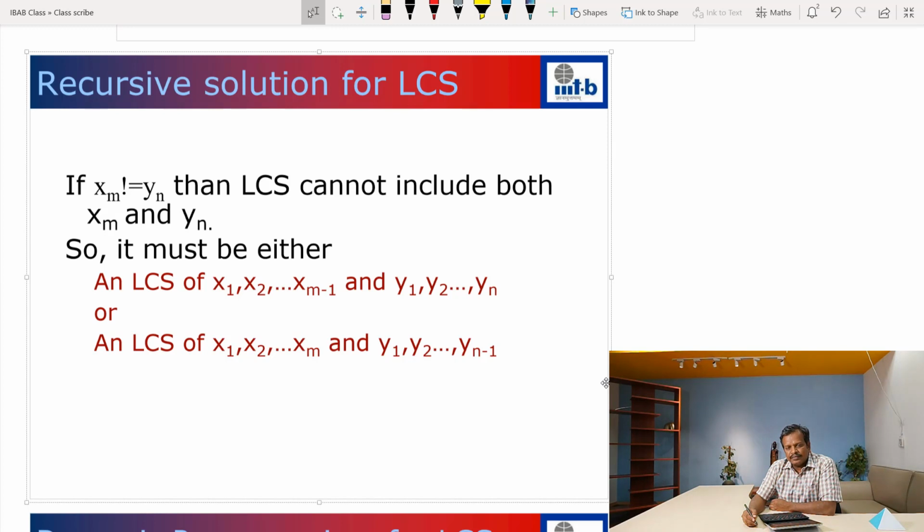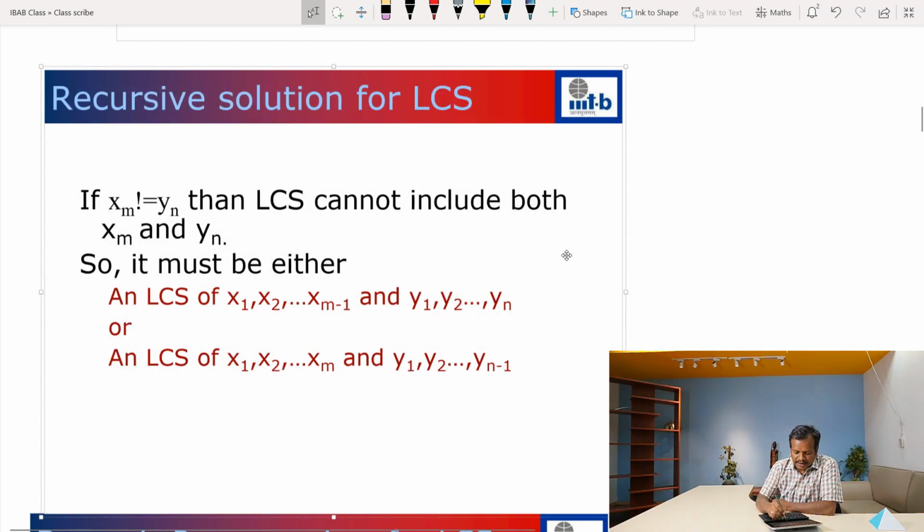So the longest common subsequence in that case should be the longest common subsequence of either x1, x2, ..., x of m minus 1 and y1, y2, ..., y of n. In this case, I am excluding x of m, right? The last character of the first string has been excluded in this case. In the second case, we will exclude y of n. So if you exclude y of n, then we recursively find the longest common subsequence of x1, x2, ..., xm and y1, y2, ..., yn minus 1.